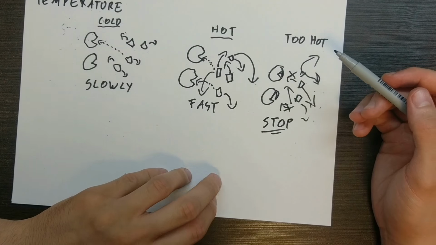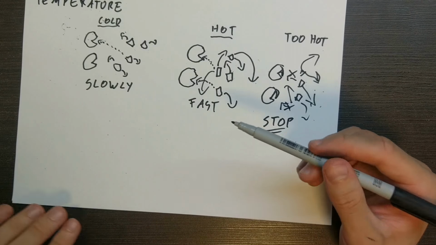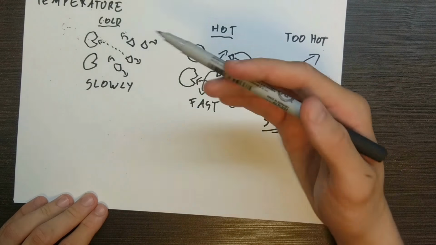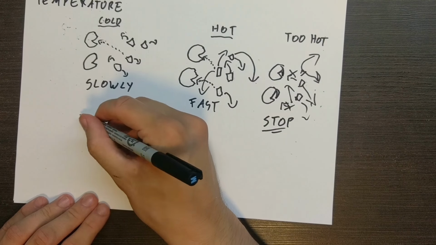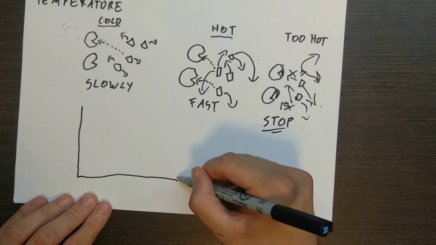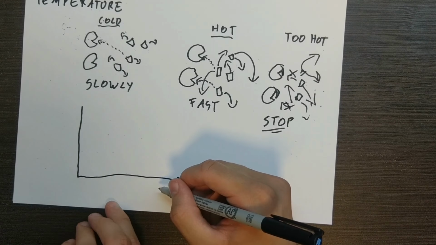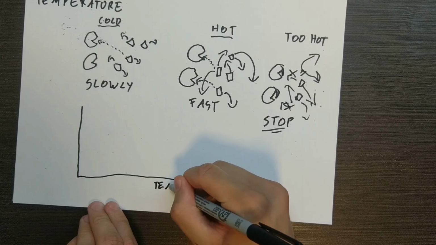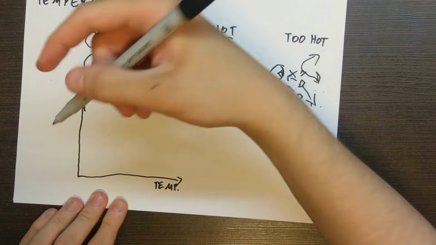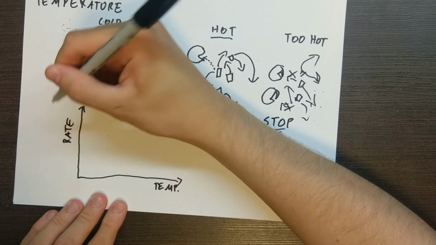They're broken, essentially. Now I am going to show you what happens if we look at this temperature effect on a graph. So let's draw up a quick little graph here. On the x-axis we will have temperature, whereas on the y-axis we'll have the rate of reaction, how fast it is happening. Rate. Okay.